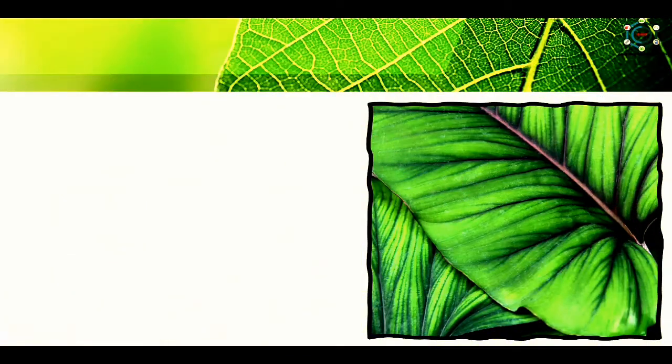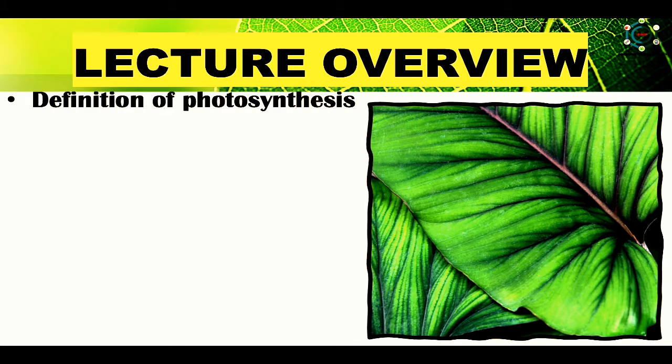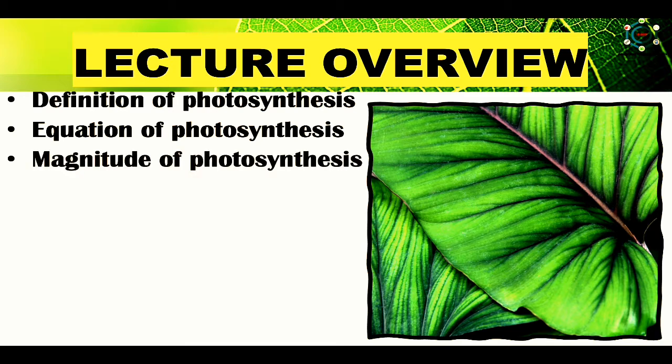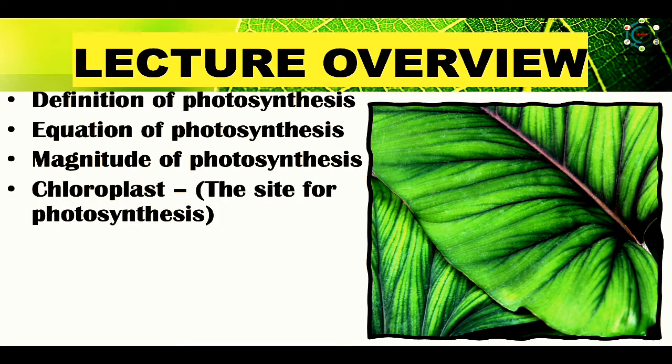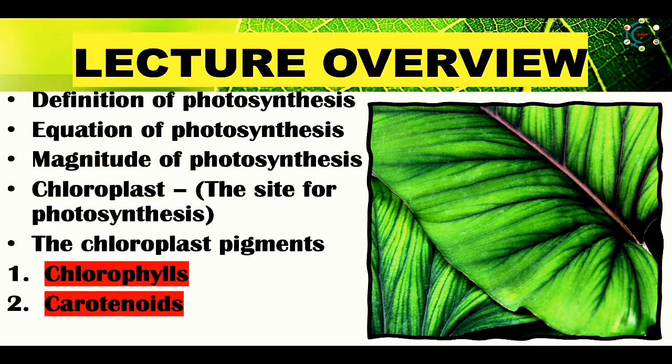Now, let's see here the lecture overview. So in this video, we will see definition of photosynthesis, equation of photosynthesis, magnitude of photosynthesis, chloroplast, the site for photosynthesis, the chloroplast pigments in which chlorophylls, carotenoids and phycobilins.